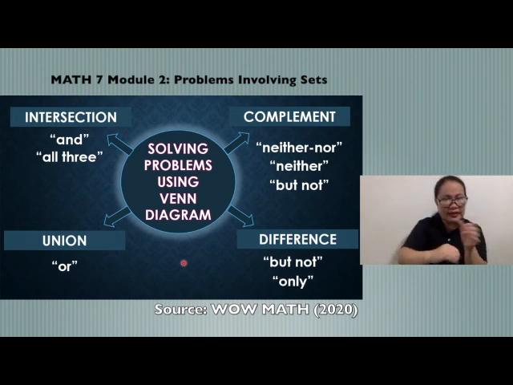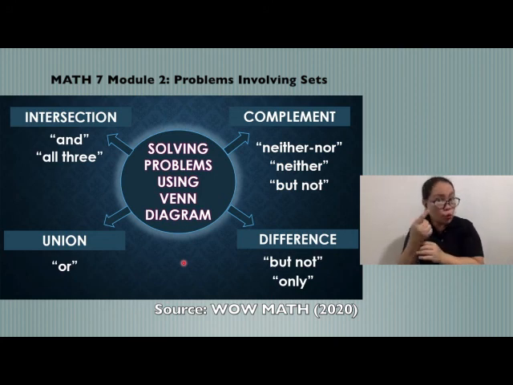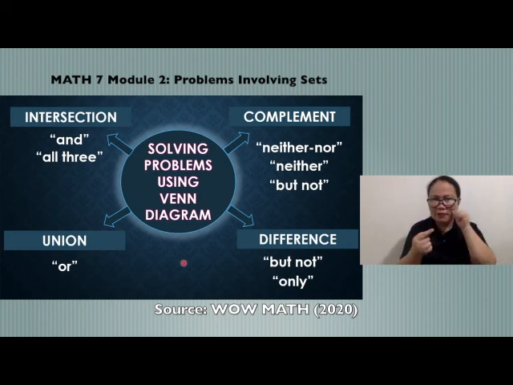And then, only, ibig sabihin, you have to take away, hindi pwedeng may kasamang part nito. So, halimbawa, apple only. So, apple lang, walang part ni set B. Okay?